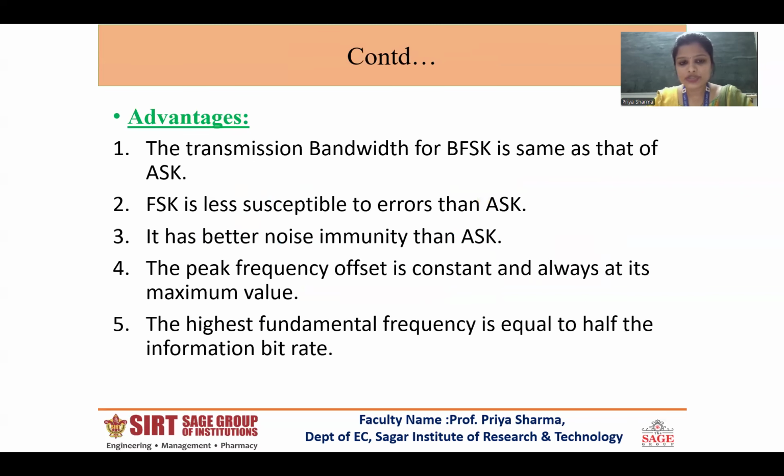Coming to the advantages, the transmission bandwidth of BFSK is the same as that of ASK. FSK is less susceptible to errors than ASK. It has better noise immunity than ASK. The peak frequency offset is constant and always at its maximum value. The highest fundamental frequency is equal to half the information bit rate.